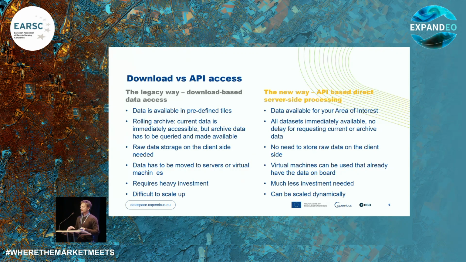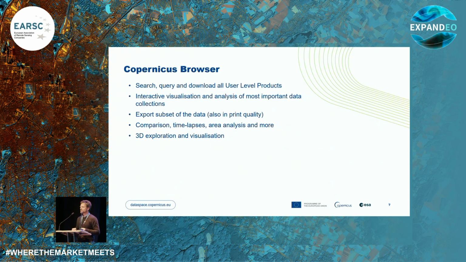But with API access, this is all done in the infrastructure. You can access the data directly for your area of interest immediately. You don't need to store raw data because what you're downloading is directly your data product. And the virtual machines that you want to use for machine learning processing or advanced applications already have the data on board. So this means that much less investment is needed and the scaling can be absolutely dynamic.